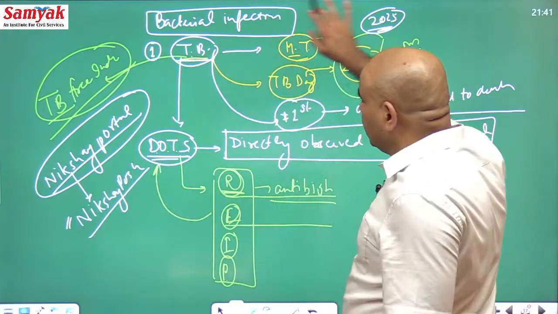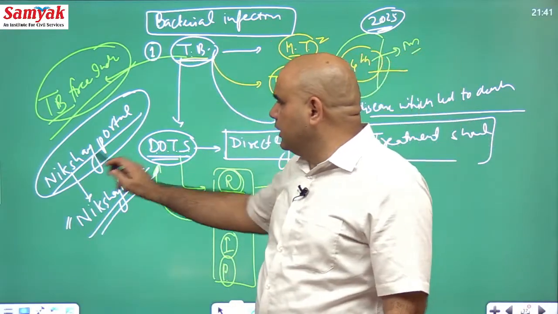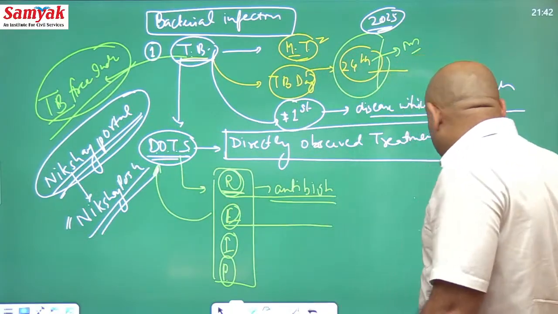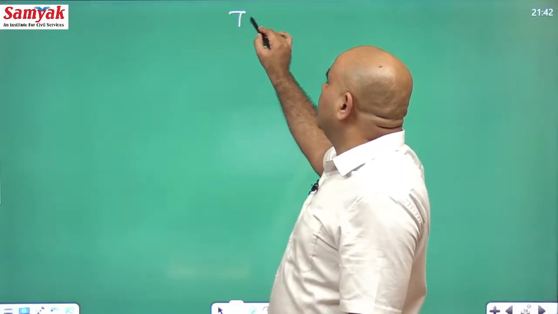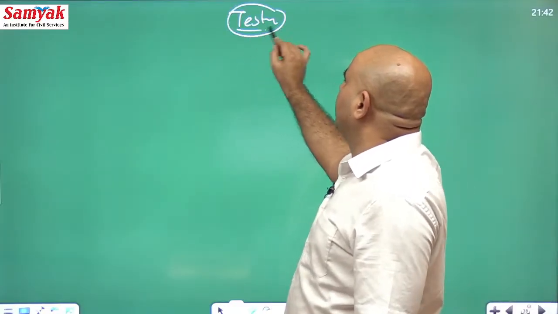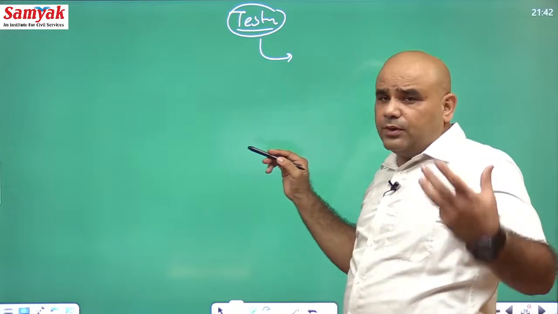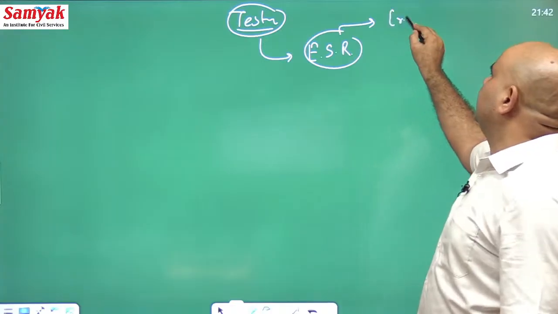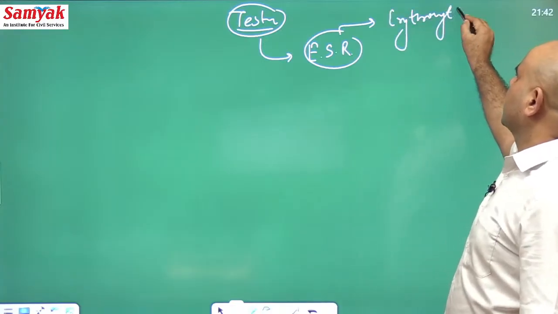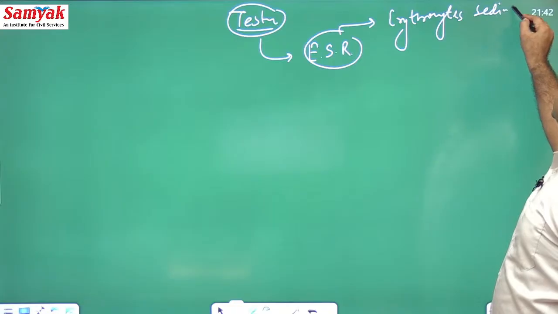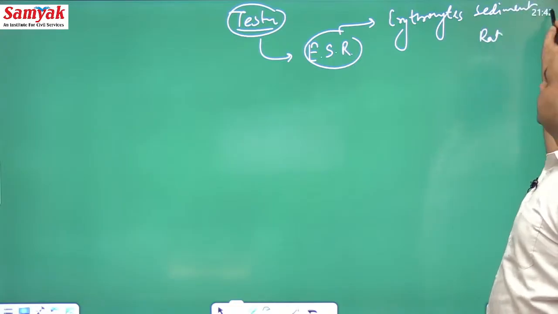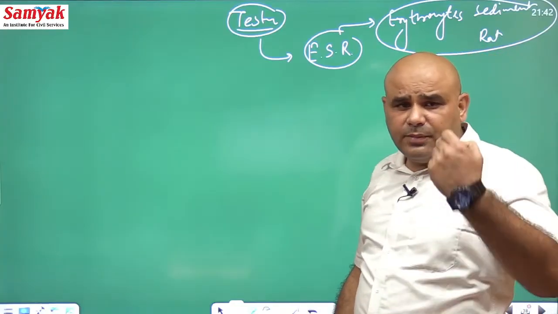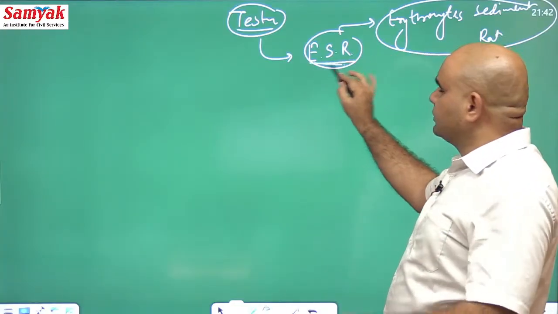Now, whenever you are talking about TB, you have to talk about the Nikshay portal, Nikshay Poshan Yojana, and DOTS. But what about the testing of TB? Whenever you are talking about testing of TB, you have to remember the most common test for TB is ESR. Now, ESR: E for erythrocyte, S for sedimentation, R for rate. So TB is initially tested by testing the erythrocyte sedimentation.